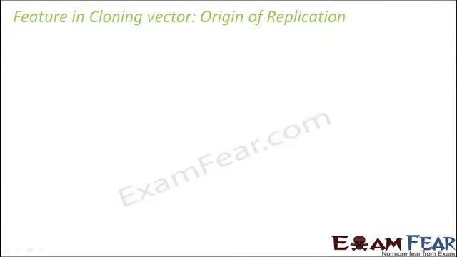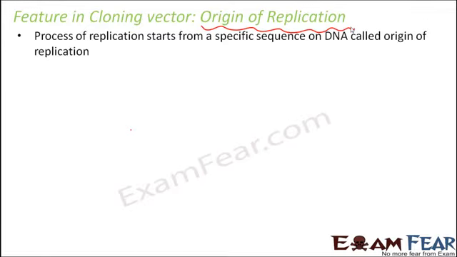So now let us talk about the first important feature in a cloning vector, and that is origin of replication. So what do we mean by origin of replication first of all? Whenever we talk about the process of replication, there has to be a specific site on the DNA from where the process of replication will start, and that specific point is known as the origin of replication. So the process of replication starts from a specific sequence on DNA, and this specific sequence is known as origin of replication, which is often written as ORI in short form.